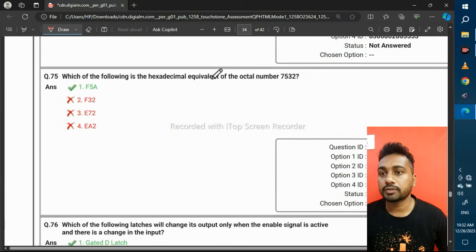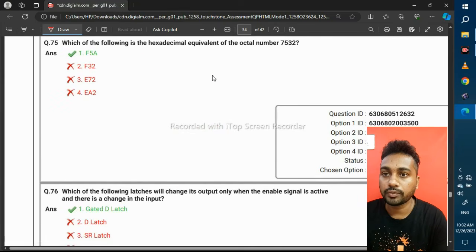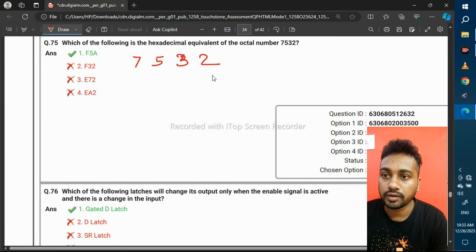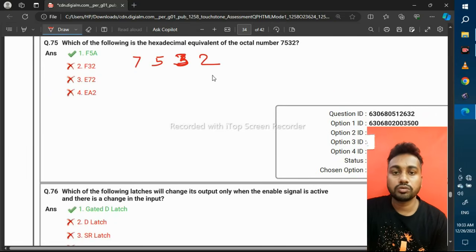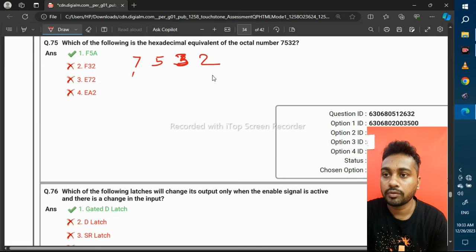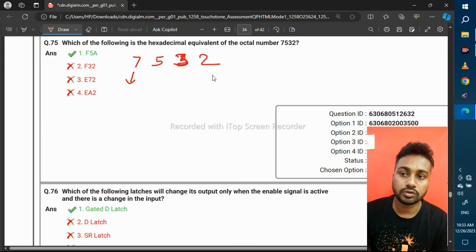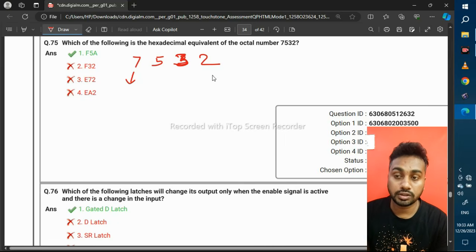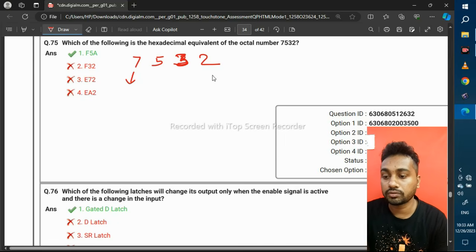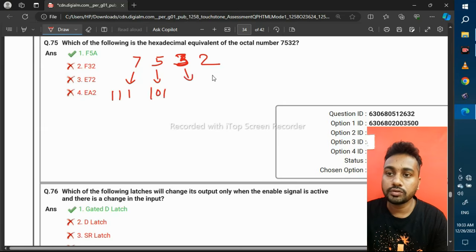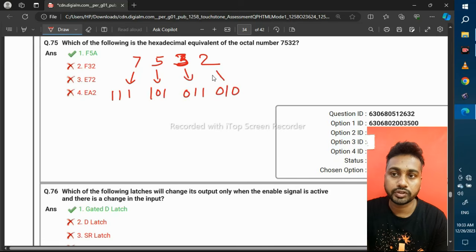Which of the following is the hexadecimal equivalent of the octal number 7532 we have been given? So we need to find the hexadecimal. Simply we need to convert these into binary from octal. Octal means 2 to the power 3, which means 3 digits. So the 3-digit binary representation of 7 is 1 1 1. For 5 it is 1 0 1. For 3 it is 0 1 1, and for 2 it is 0 1 0. This is the binary representation of this number.